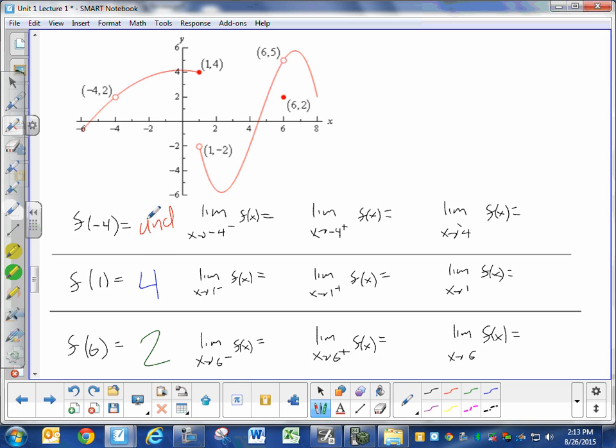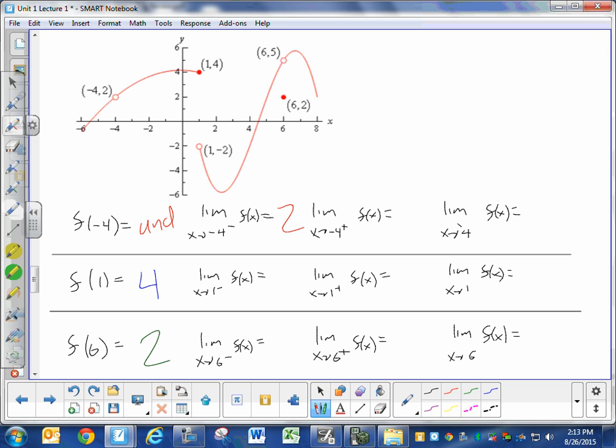f of -4 is undefined. If I look to the left of -4, are we approaching a specific value? Well, if I'm going just to the left of -4, my function values are right here, and they're increasing, and they're getting really, really close to 2. So if I had this in my calculator and I plugged in -4.000001, I'd get a y value that's probably like 1.99999.